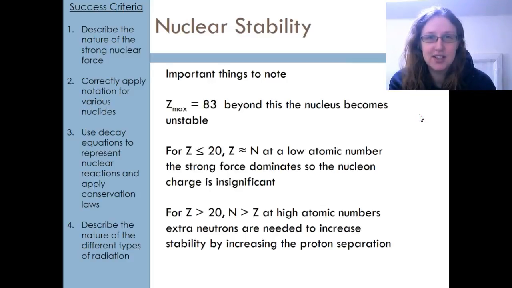So it decreases the destabilizing effect of those protons in there and just helps glue it all together a bit more. Okay, so that's kind of looking at how we can make nuclei more stable.